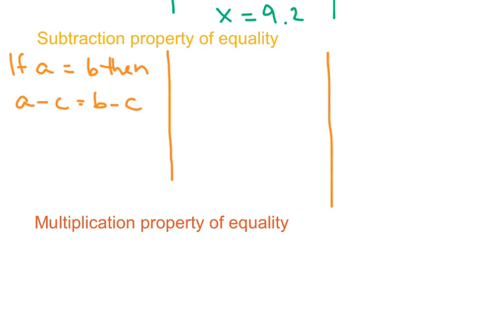So let's do an example where we would use this property. Let's say that we have x plus 4/9 is equal to 7/8. So in order to get the x by itself, I would have to take away or subtract 4/9. So let's draw a line where the equal sign is, and we are going to subtract 4/9 from both sides. And that is using the subtraction property of equality since I did it to both sides.